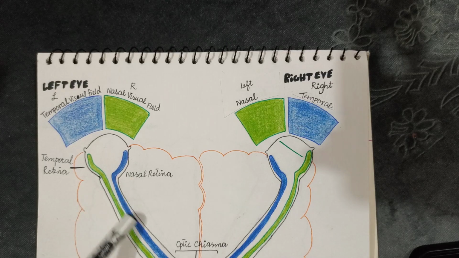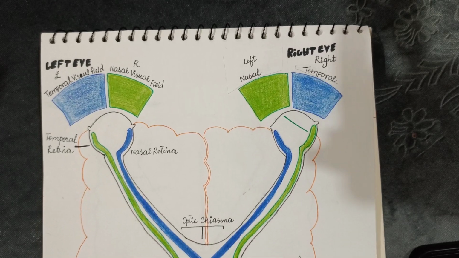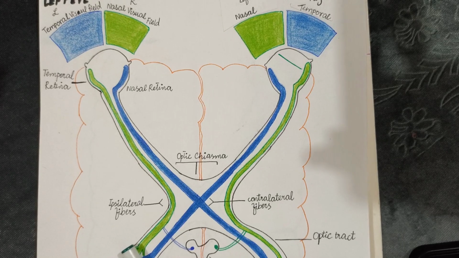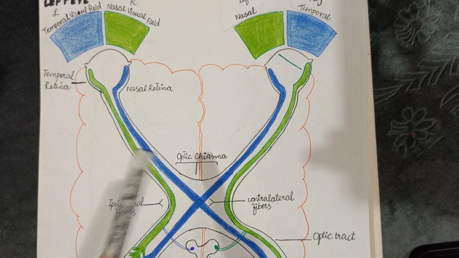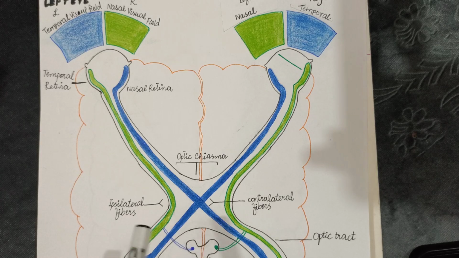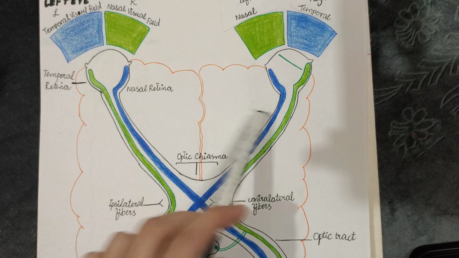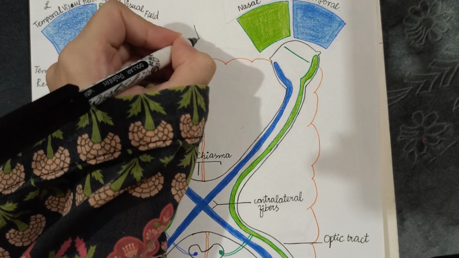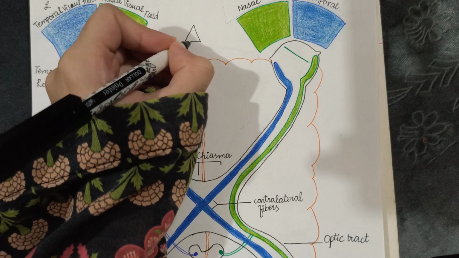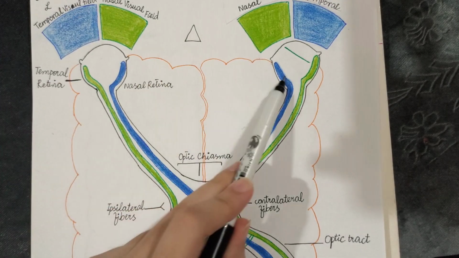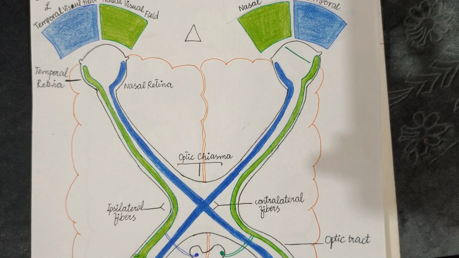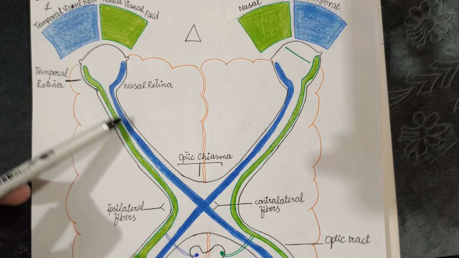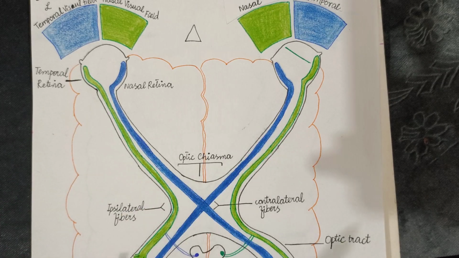As the optic nerve proceeds, it reaches a point which is the optic chiasma. It is an X-shaped point, located at the base of the brain just below the hypothalamus, where the optic nerves from both eyes cross over. Suppose this is the nose. It means both of these are nasal retinal fibers.